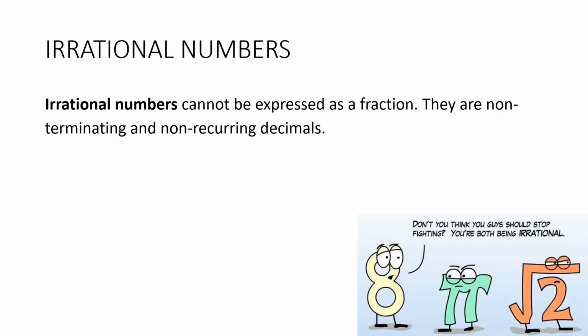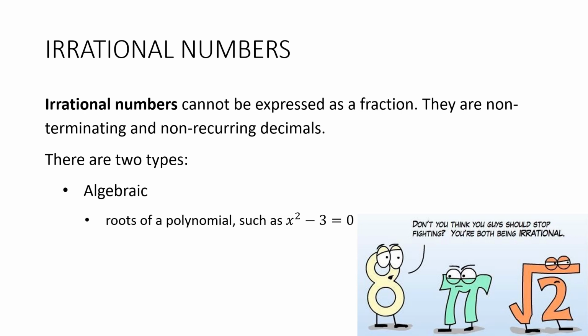Now, irrational numbers cannot be expressed as a fraction. They are non-terminating and non-recurring decimals, and there are two types. There are algebraic irrational numbers, and that just means that they are roots of a polynomial that has rational coefficients, like x squared minus 3 equals 0. If you solve this, you're going to get x is equal to plus or minus root 3. And they include surds and logs.